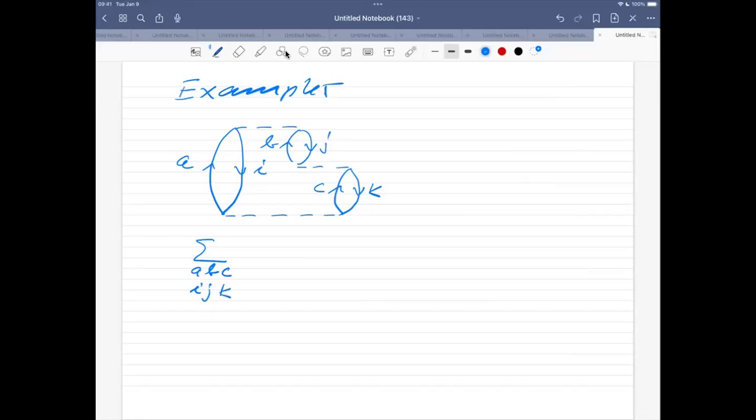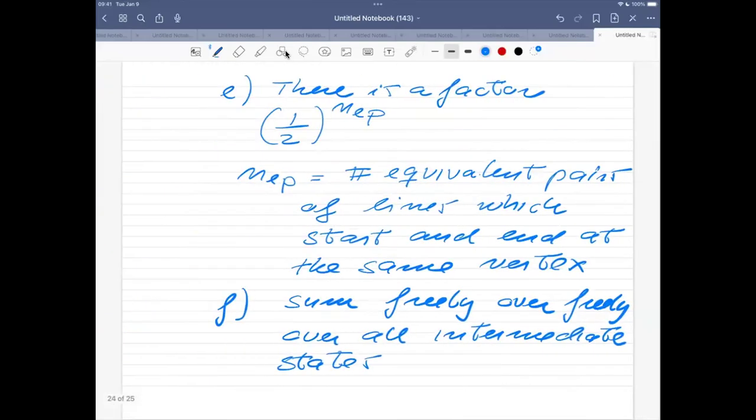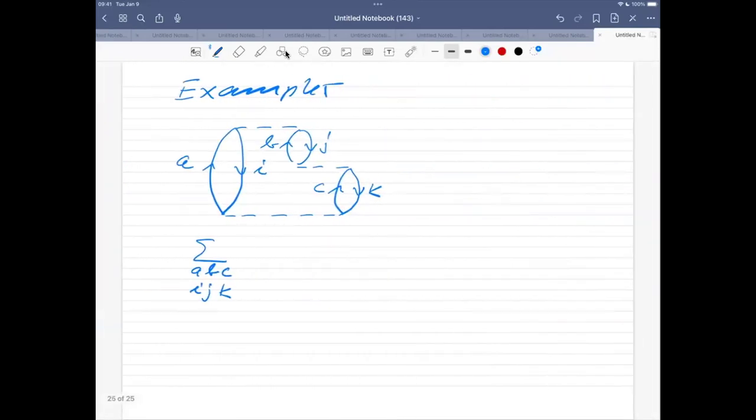So that was the last point. Let's now look at the number of equivalent pairs. In this specific case, what you see is that A and C start at the same vertex, but A ends here at the final one, whereas C ends there. So A and C are not equivalent pairs.